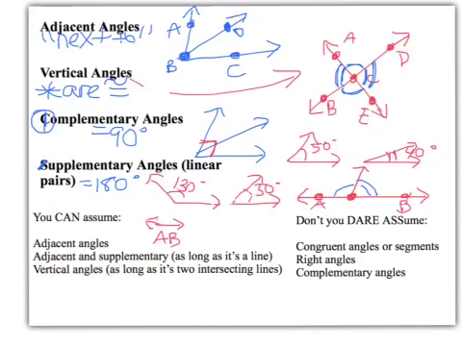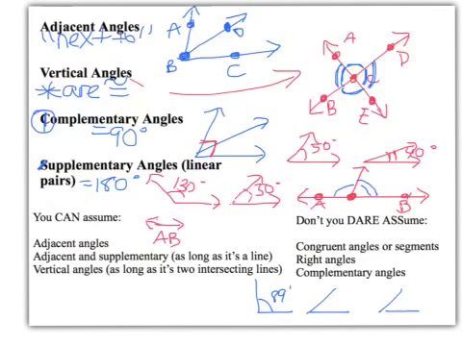However, you can never assume, don't you dare assume, you make an ass out of you and me. You can never assume that angles or segments are congruent. Just because they look like they're the same size does not mean that they are the same size. You can also never assume right angles. This could possibly be just 81 or 89 degrees, but not exactly 90, and only exactly 90-degree angles are right.